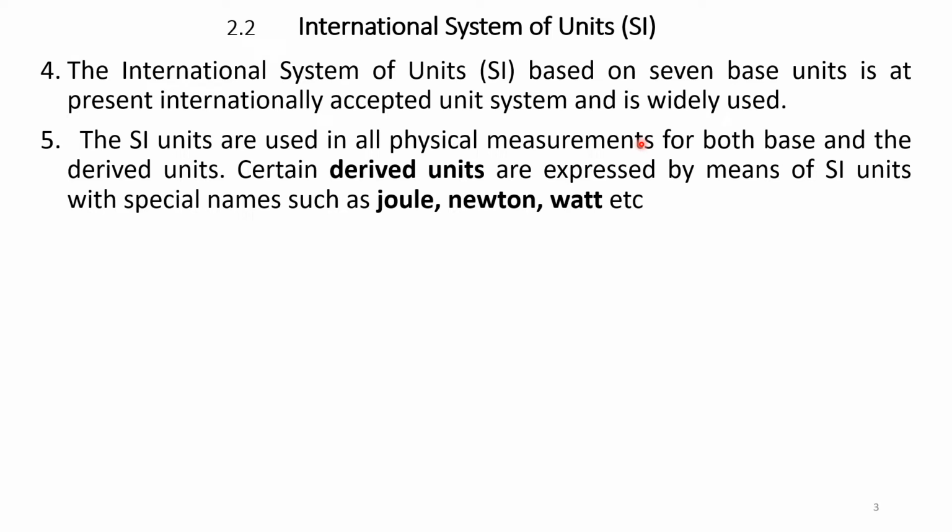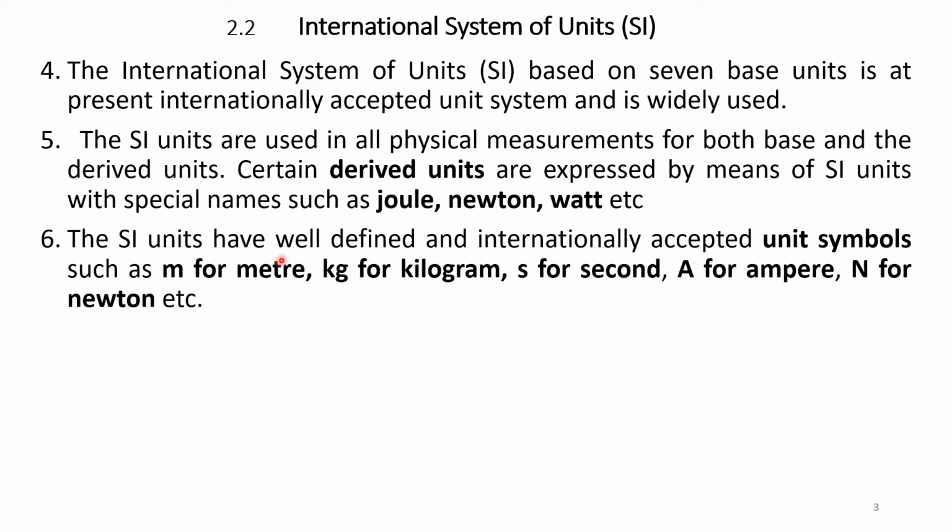The SI units are used in all physical measurements for both base and derived units. Certain derived units are expressed by means of SI units with special names such as joule, Newton, watt, etc. So, joules, Newton, watt, etc. are derived units, whereas the base units are the 7 which were listed earlier.